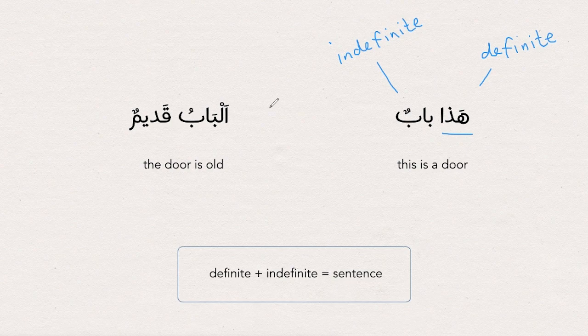If someone asked you a question, what is this? هذا باب would be a sufficient answer to that question. And so I could put a full stop there, and we've got a full sentence.